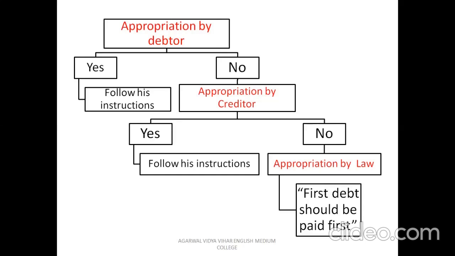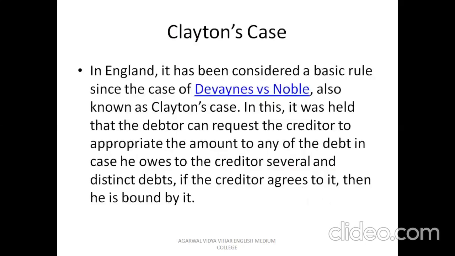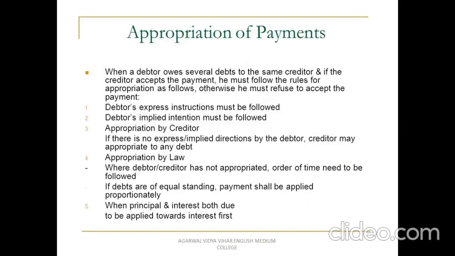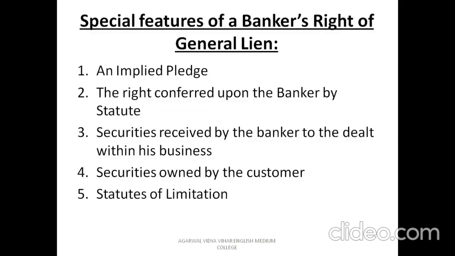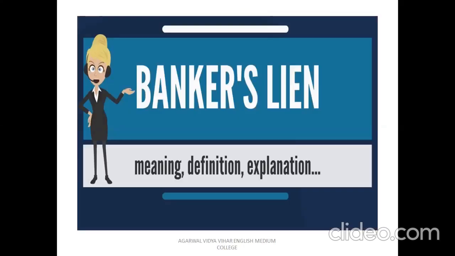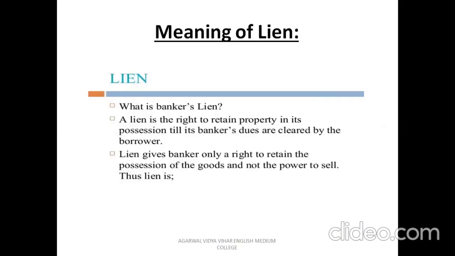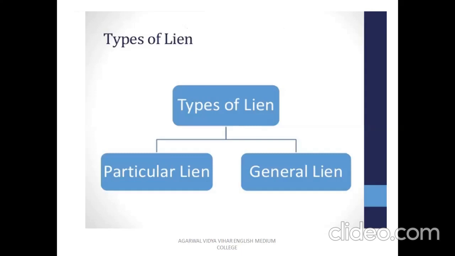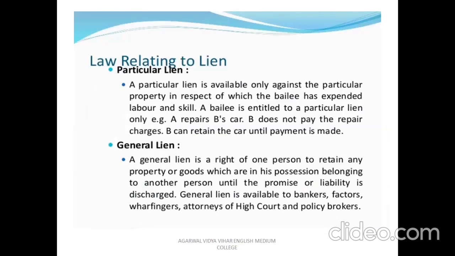With this, the meaning, or you can say the basics, of the appropriation of payment is over. So what we did in today's lecture: we started with the revision of the previous points. Then we discussed the meaning of banker's lien. We discussed the general meaning of lien. Then we discussed the two types of lien, that is the particular lien and the general lien. After that, we discussed in brief the meaning of the particular lien and the general lien. We also saw the example: for a particular lien, you can take the example of repairs, and general lien means you can take possession of any property.